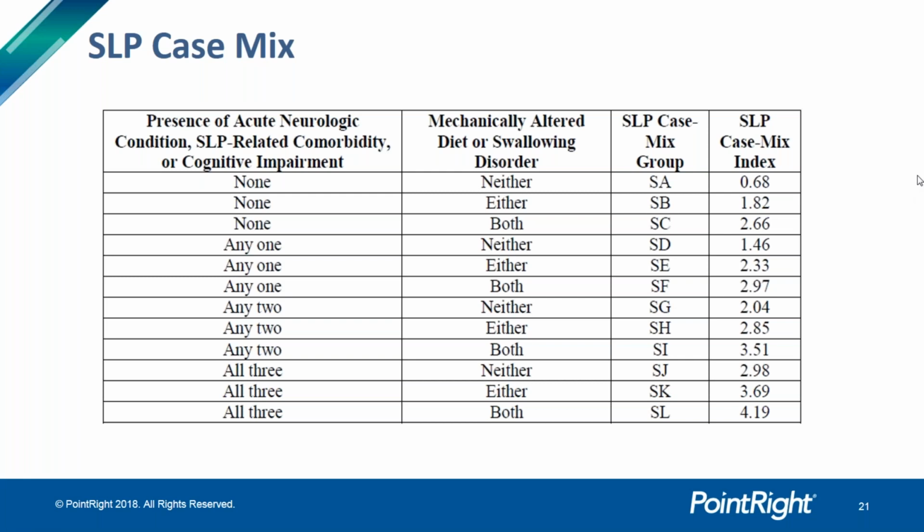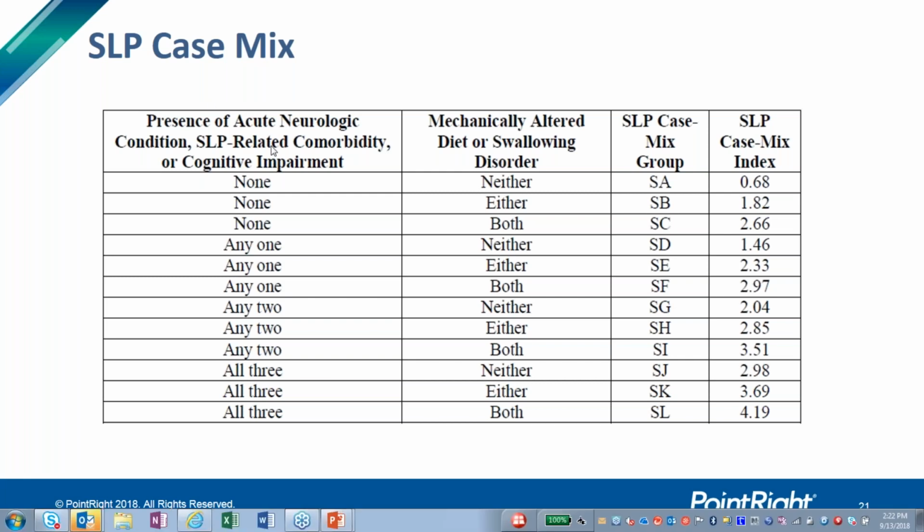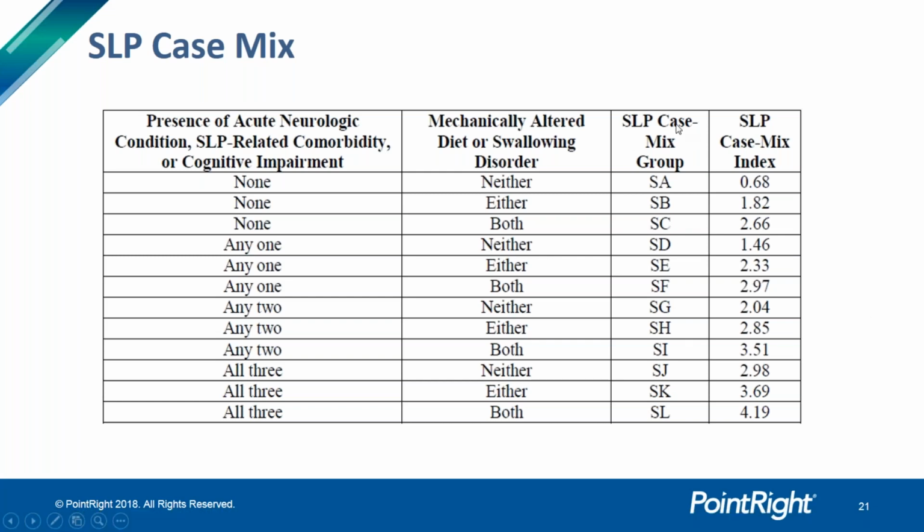Here is the case mix breakout for you. So we're looking at whether or not there's an acute neurological condition, whether there are comorbidities in place, and whether or not there's cognitive impairment. So again, you can have none, one, or any combination of those. And then this idea of a mechanically altered diet or swallowing disorder. As I mentioned, it can have neither, both, or either. You'll see the case mix group again, and then the indices that are associated with each of those.